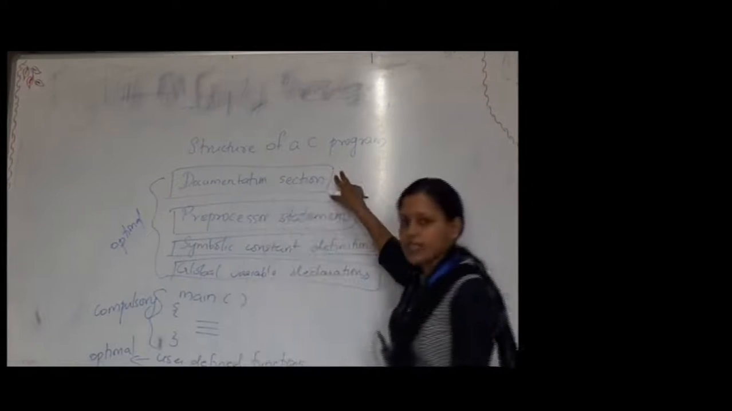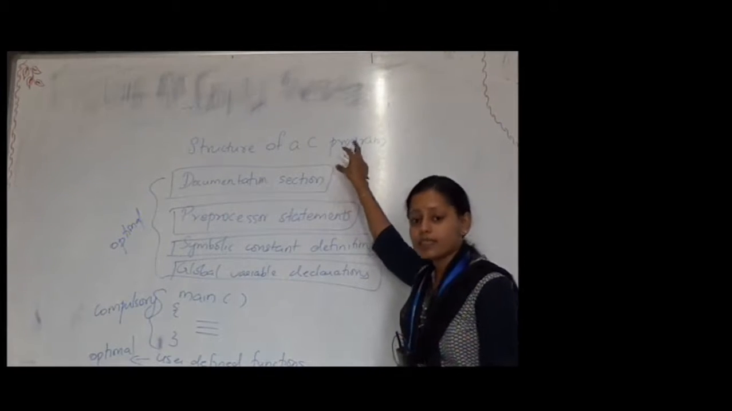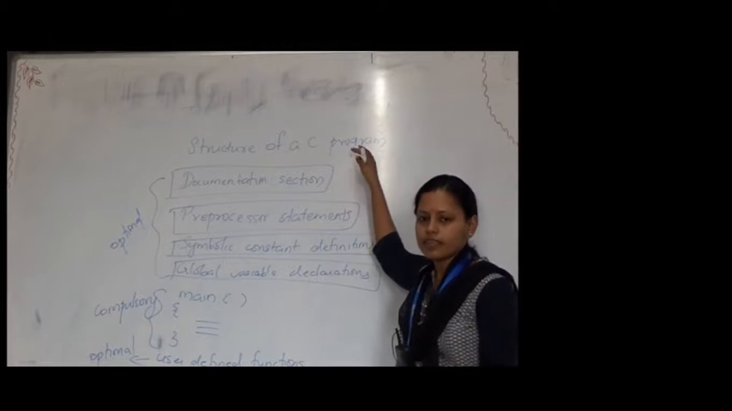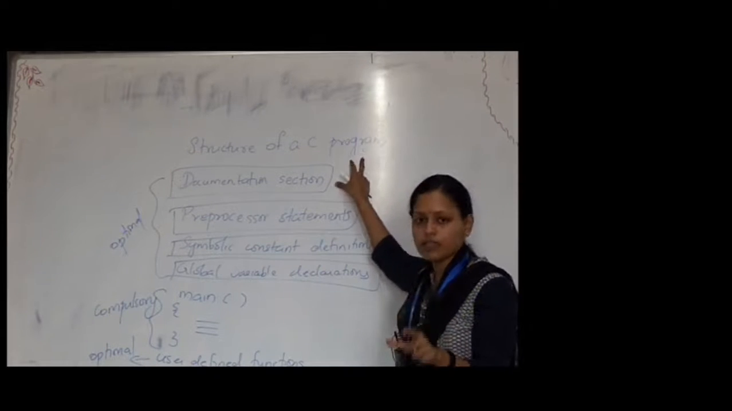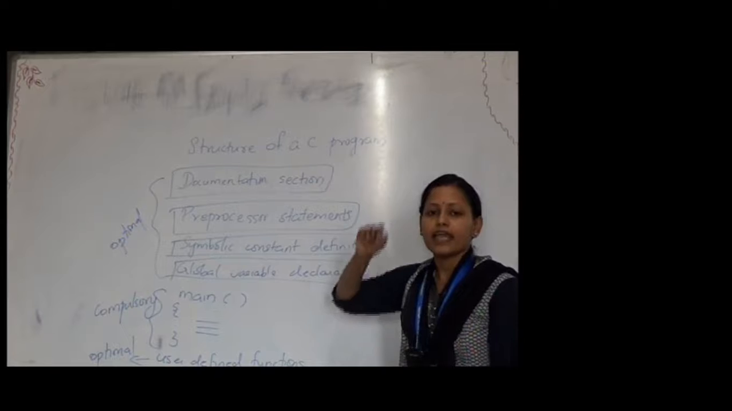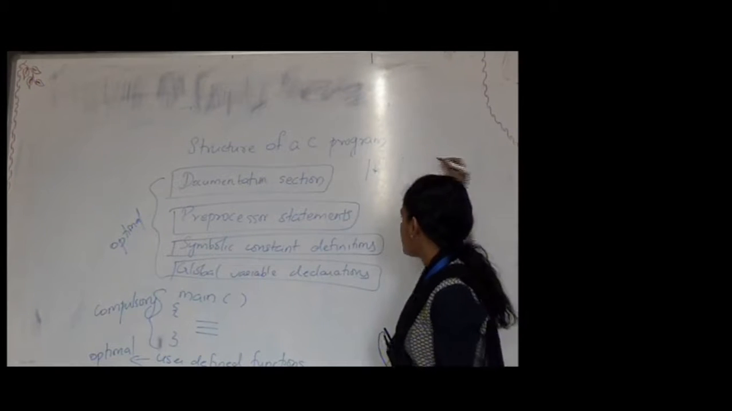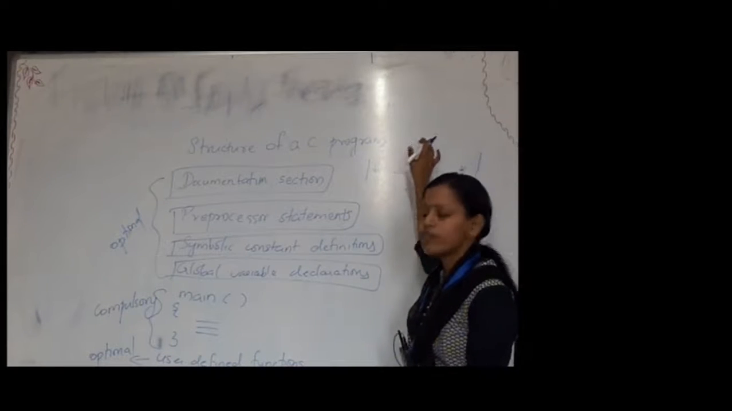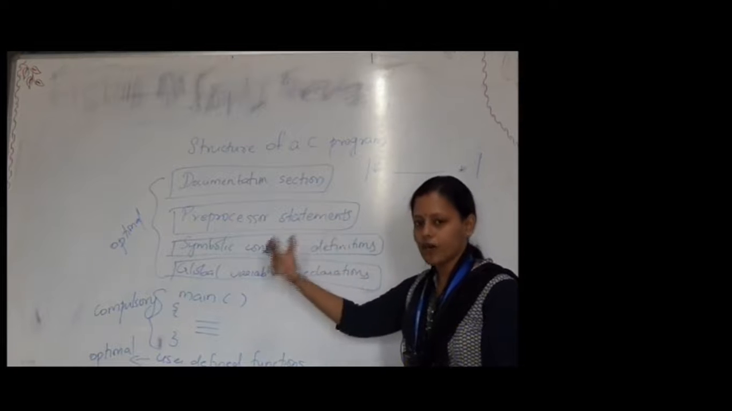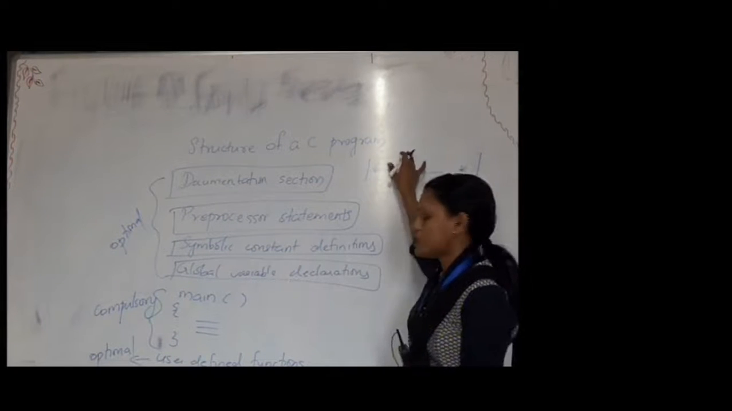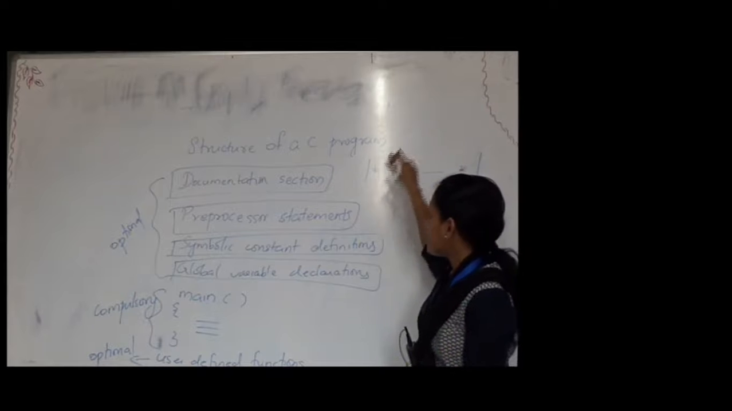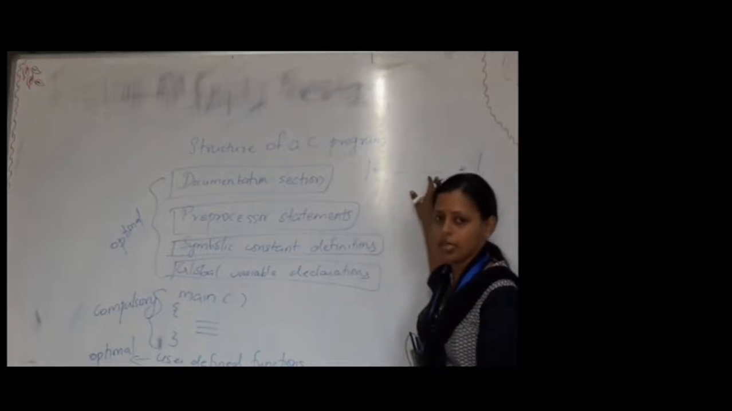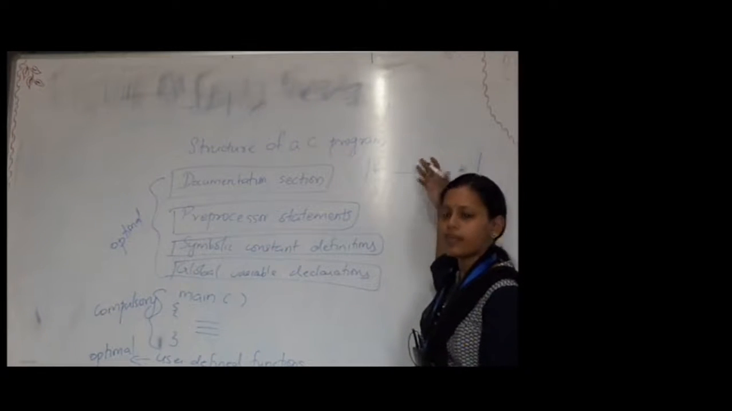The documentation section of a C program consists of information about the author of the program, the date of creation, the main concept of the logical aspects of the program, etc., which is enclosed in comments. So the documentation section is generally written within comment lines. It can be written within multiple comment lines or single comment lines. So this is an optional part which can be avoided if necessary.